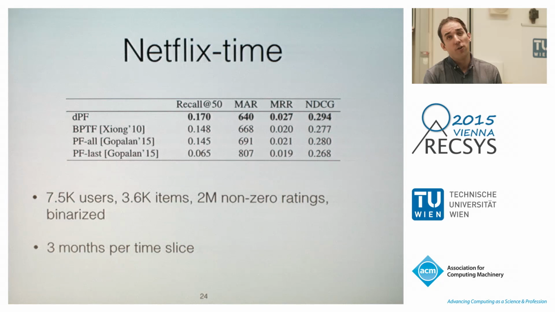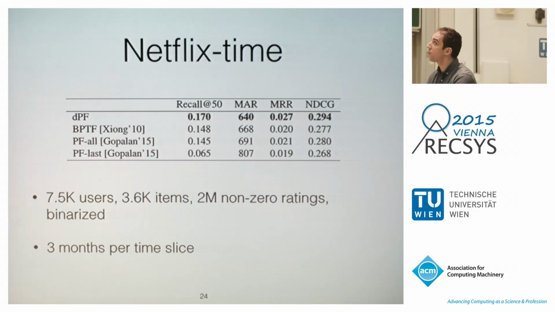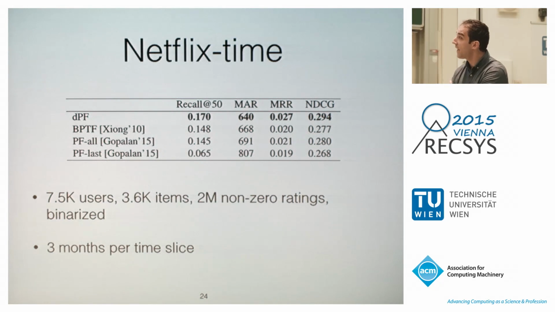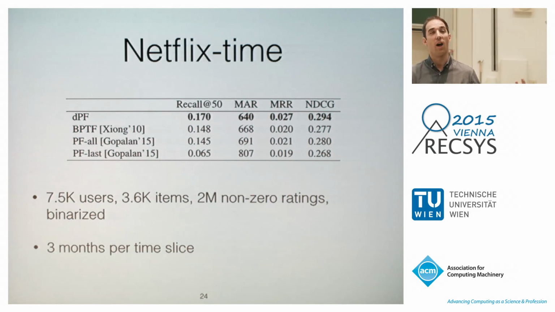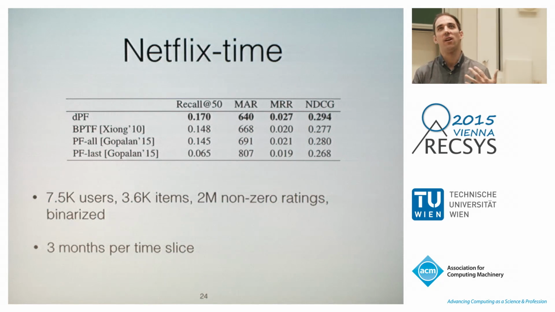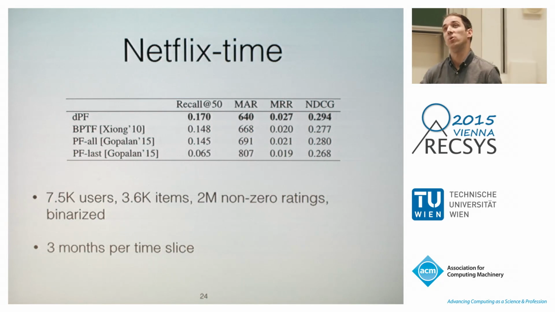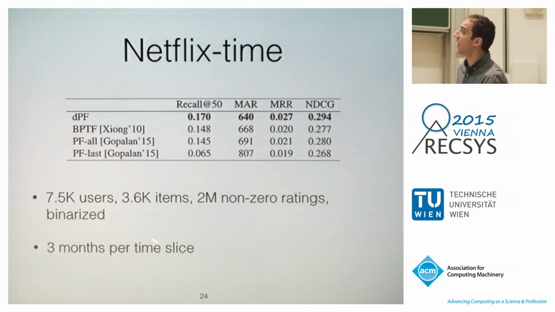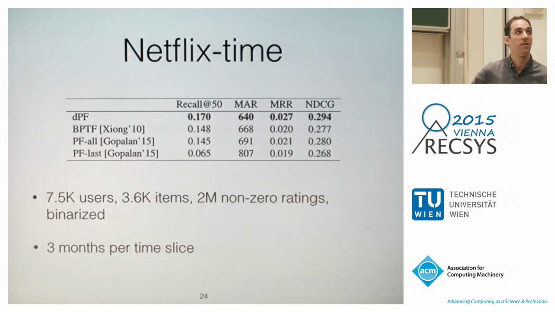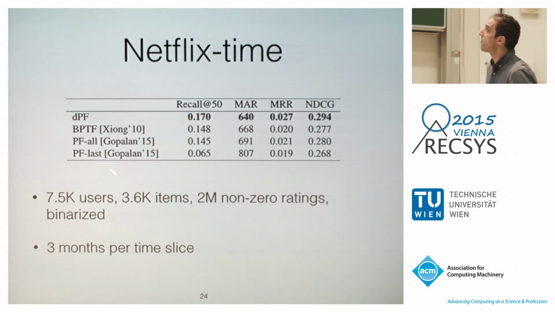So we can have a look at a first data set, a small version of the Netflix data, where we only kept users and items that have a rich history over time. Ideally, this is the sort of data set where this sort of model would really shine. It's 7,000 users, 3,000 items, and 2 million non-zero ratings. And each time slice here is 3 months.